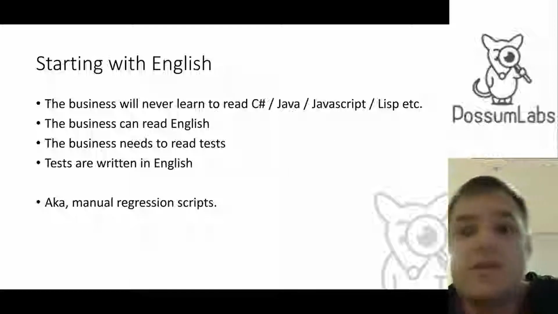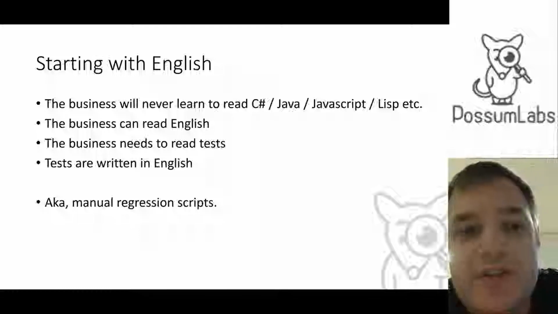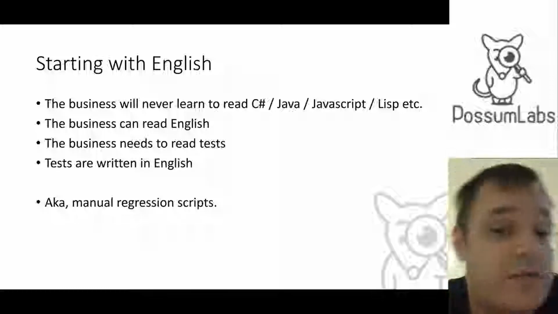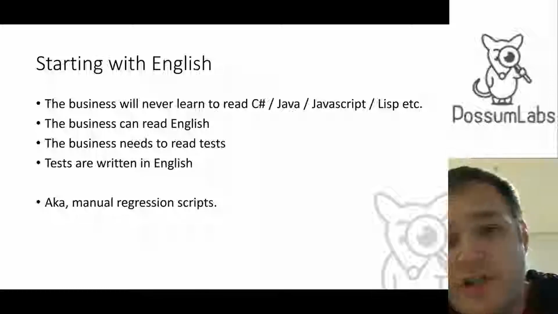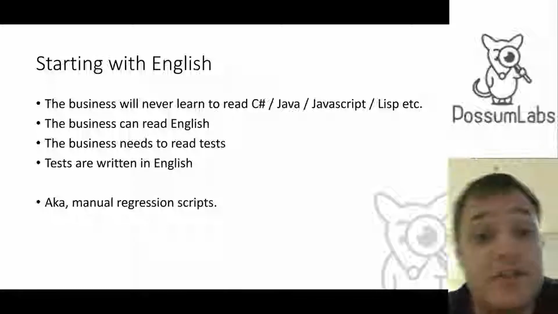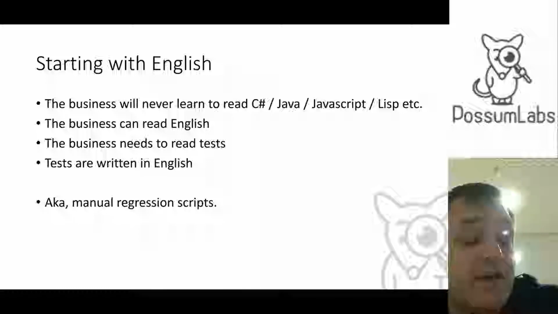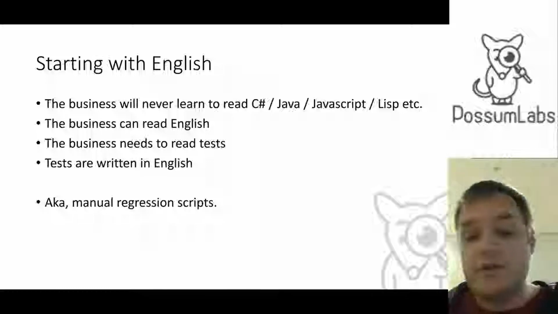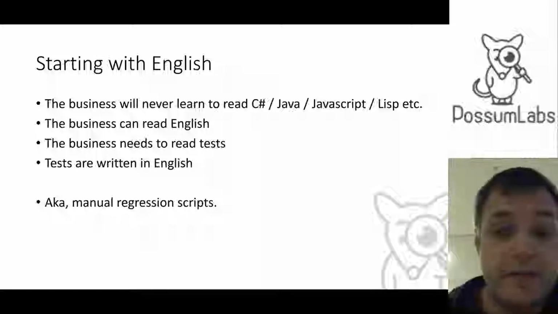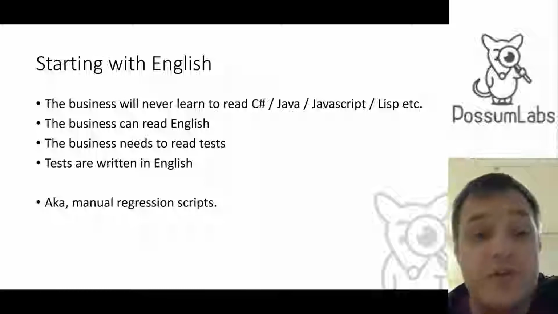So what we want to do with our test cases to rebuild this trust is start out with English. There's a couple of reasons for it. One, your business will never read your C#, Java, JavaScript, or Lisp. It's not going to happen. They can, however, read English, right? And the business needs to be able to read these tests. So we have to write a test in English, which, funny enough, is exactly what manual regression scripts are. Everyone can read them, you know exactly what's being tested, there's no confusion about it whatsoever.